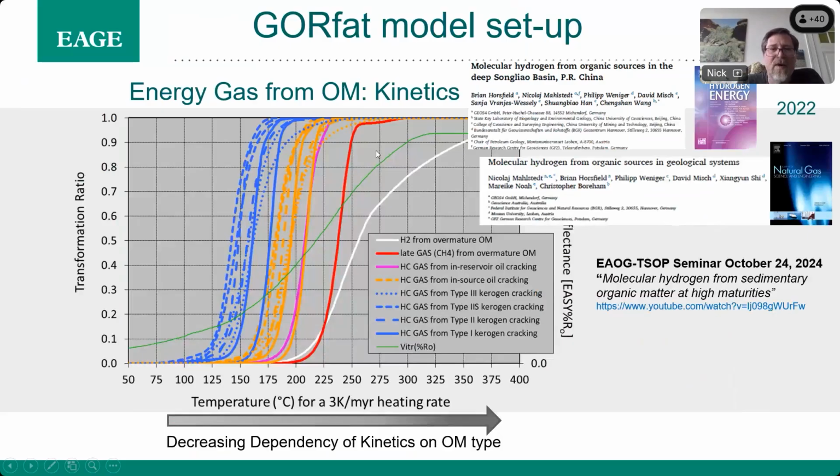Just as a small aside, the dependency of those primary and secondary kinetics on the organic matter type decreases with increasing maturity. For instance, the late methane generation is fixed and not really dependent on the original organic matter type, which is also true, for example, for molecular hydrogen generation at very high temperatures. The kinetics for that were published roughly 3 years ago by us. And if you're interested in this hydrogen topic, you can also access a talk I gave in the EAGE TSOP seminar last year in October.